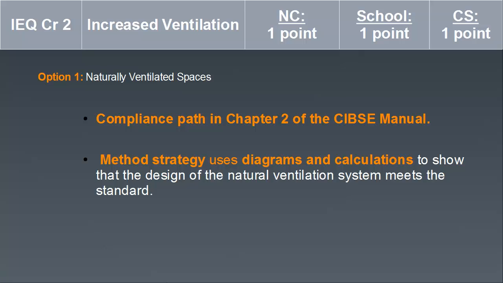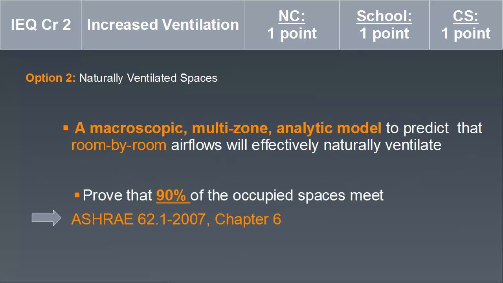So the requirements for naturally ventilated spaces include a compliance path in Chapter 2 of the CIBSE manual, using the method strategy with diagrams and calculations to show the design of the natural ventilation system meets the standard. Option 2 is a macroscopic multi-zone analytic model to predict room-by-room airflow to show that it will effectively naturally ventilate and prove that 90% of the occupied spaces meet ASHRAE 62.1, 2007, Chapter 6.